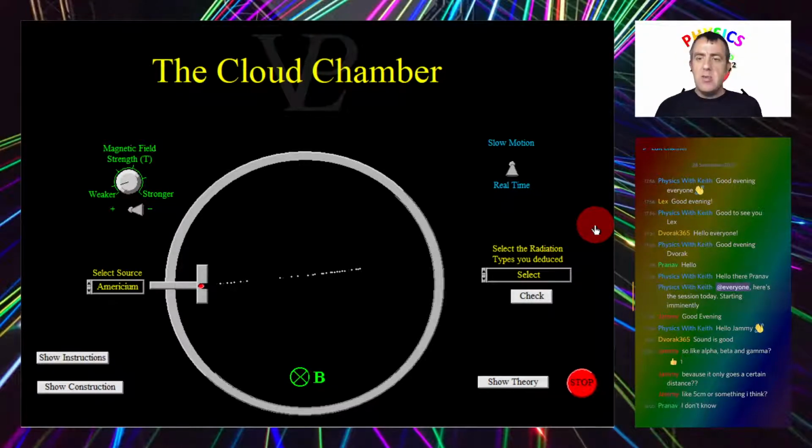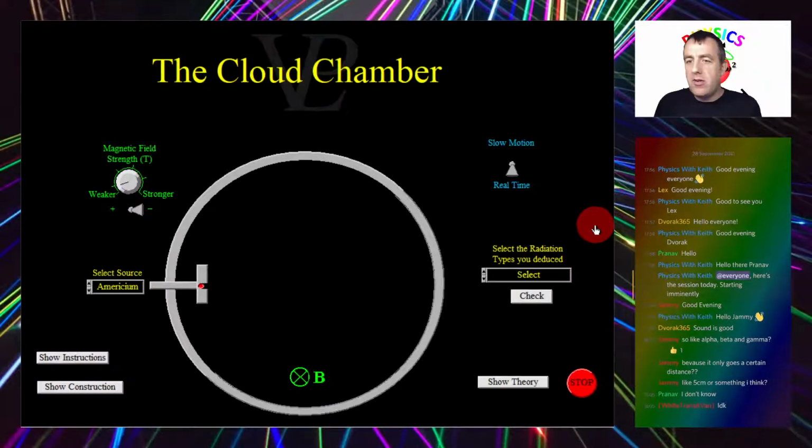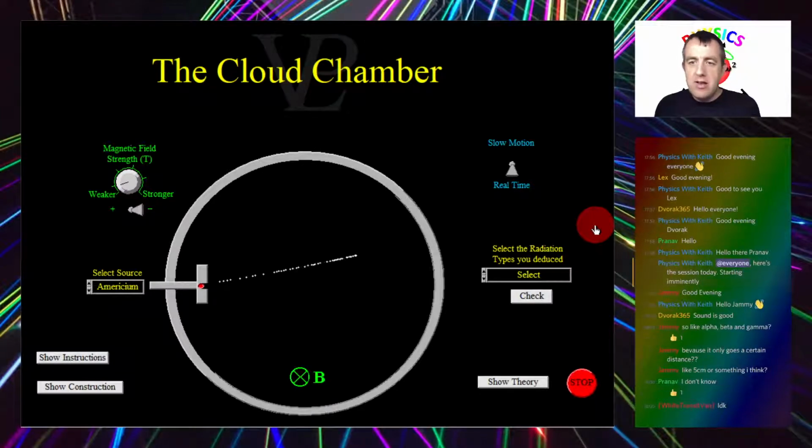Yeah, I mean, 5 centimeters is optimistic, Jammy. You're probably more likely in air to get 2 centimeters, perhaps. Yeah, white transit van's not sure. Pranav's not sure. Okay, so there are a few things.